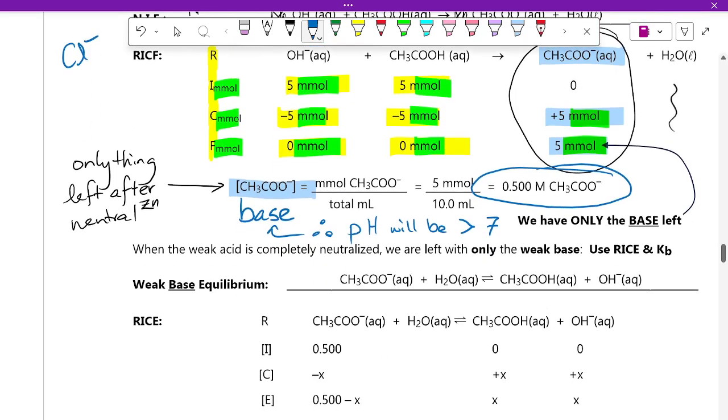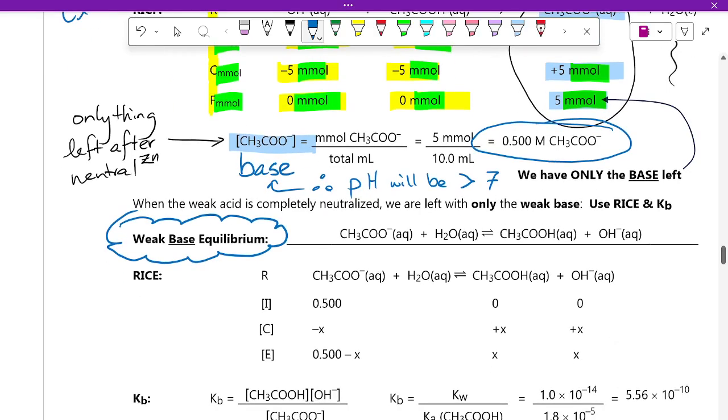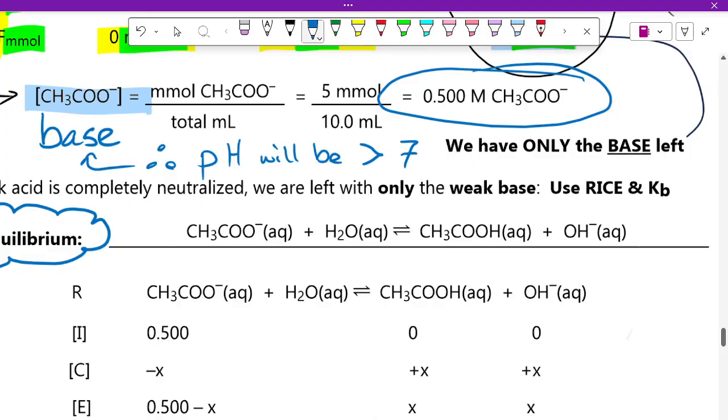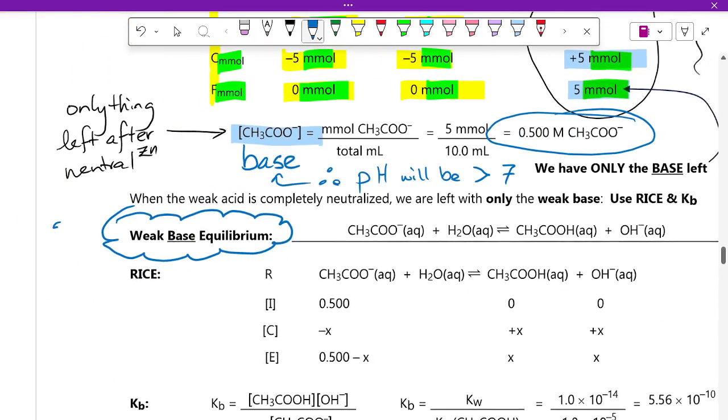So we can then write our weak base equilibrium. And in this case, we are going to use the weak base equilibrium. You could do the weak acid equilibrium, but it seems really weird to do that when all we've got is the base. But you could. It would just everything would shift to the left instead of the right. Anyway, we've got our weak base here. So this is step 2.